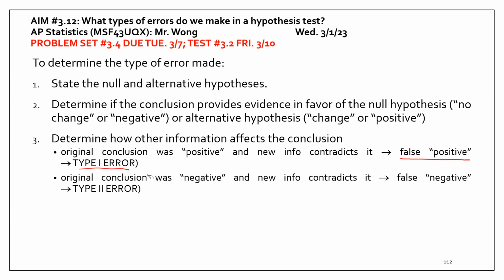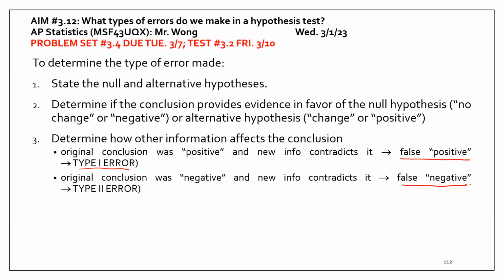Now, on the other hand, if your original conclusion was negative, and then you have new information that contradicts it, that would suggest that the negative result that you got, and we're using the word negative informally, was in fact false. And a false negative, we think of that as the type 2 error. So again, positive I associate with the Roman numeral 1, negative I associate with the Roman numeral 2.